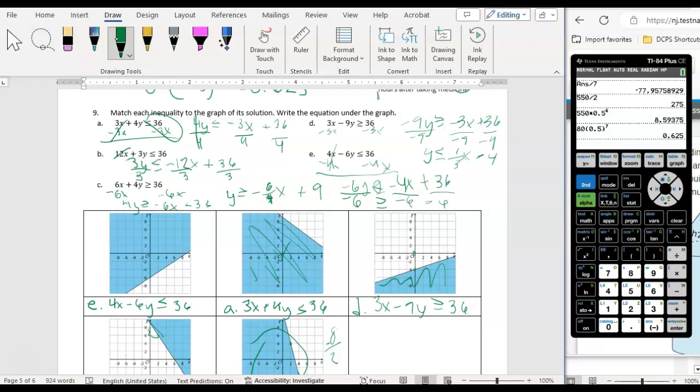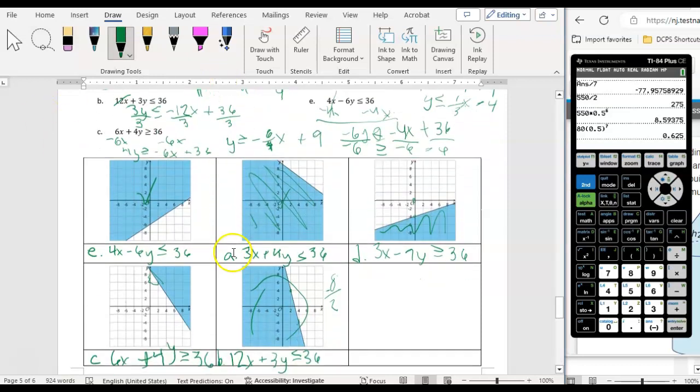And then if we were to plug in 0, 0 here, that should work. So 0 minus 0 is less than or equal to 36. Check, that works out perfectly.